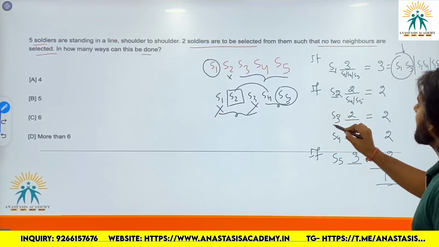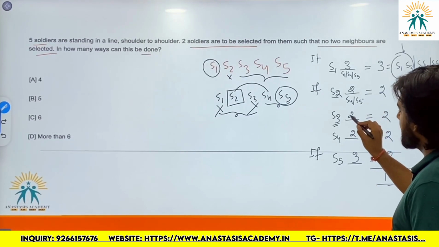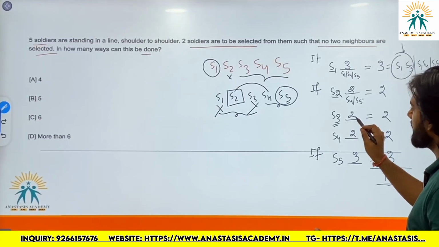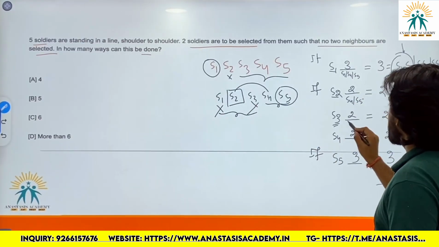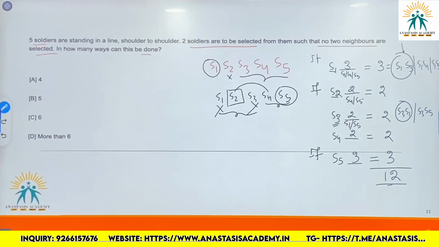How? When I take S3 as one soldier and I am saying that it can be filled in 2 ways, those two ways are either S1 is taken or S5 is taken. So one selection would be S3, S1 and one selection would be S3, S5. So this combination is added twice or it is counted twice. And similarly, in all such selections, every case is counted twice. So I have to divide these number of ways by 2.